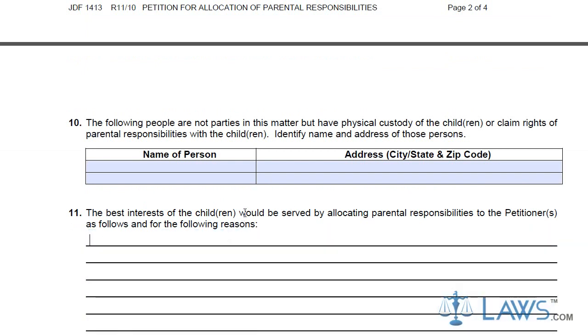You must use Part 11 to state why child custody should be granted according to your petition. You may give your explanation in the provided lines, or you may attach an additional sheet to explain the petition.